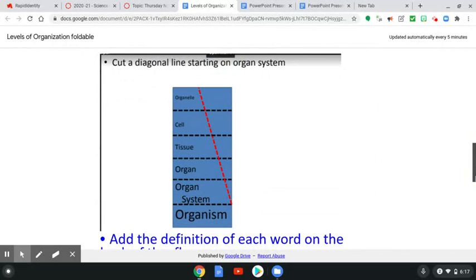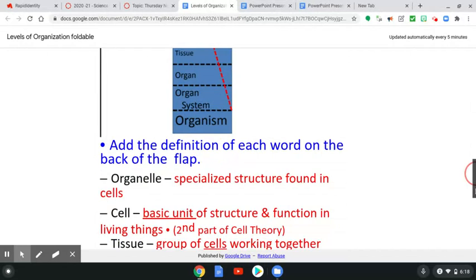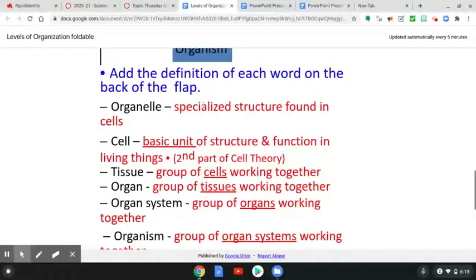Then it says you can cut this nice little cute diagonal line starting at organ system. And you're doing that just on the front page, it gives you a nice little visual that this is smaller than this. This is smaller than this. This is smaller than this. This is smaller than this. And then on the back of the flap, you're going to write these definitions. You might have to write it a little small.